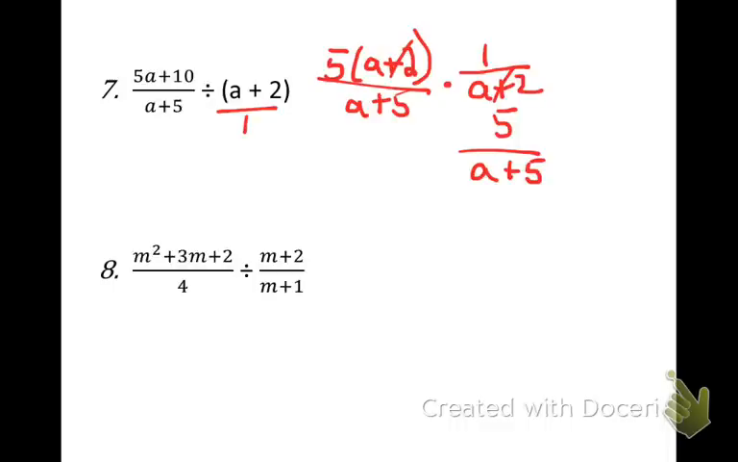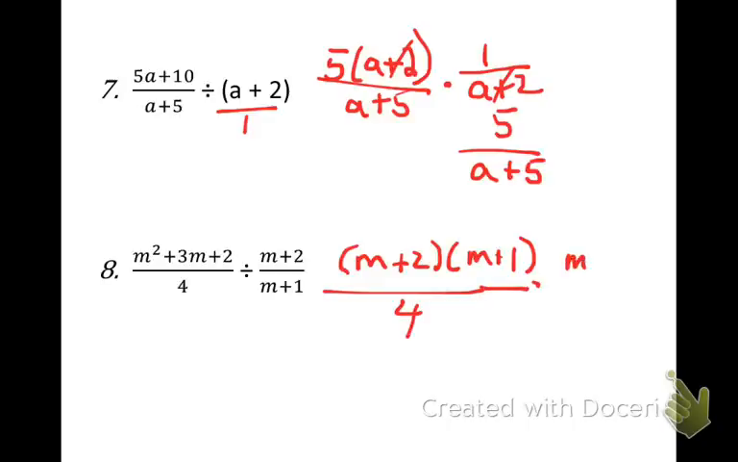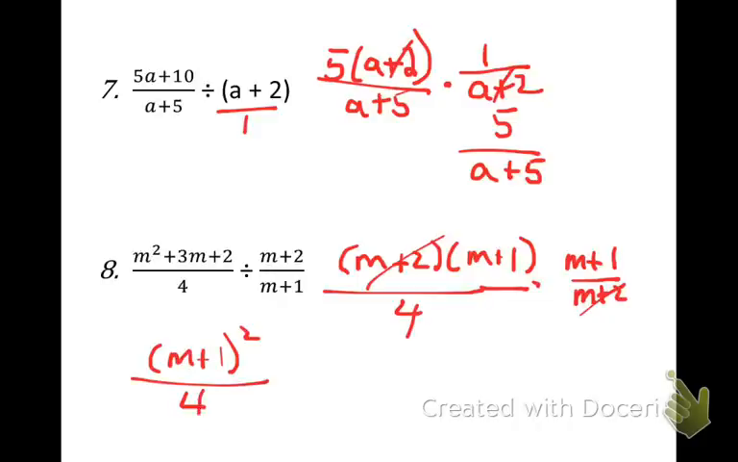All right. When I factor the numerator here, I'm going to run out of room here. I'm going to have m plus 2 times m plus 1, I believe, all over 4 times m plus 1 over m plus 2. Had to flip that one over. M plus 2's cancel. So what am I left with? I'm left with m plus 1 squared all over 4. And you can write it out if you want, but that would be good enough.